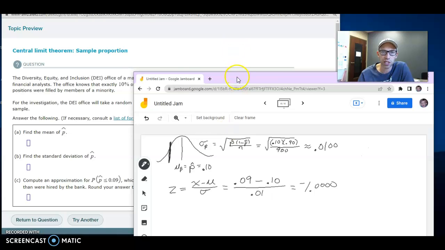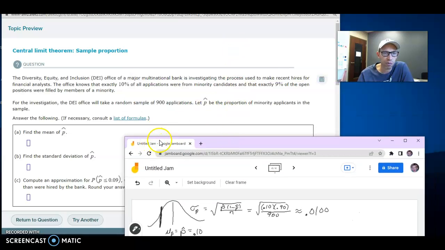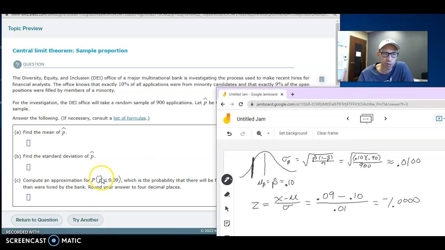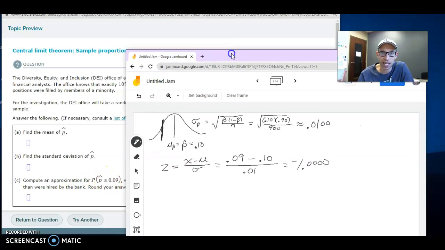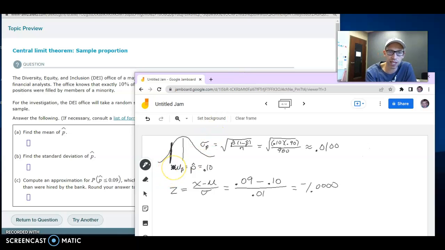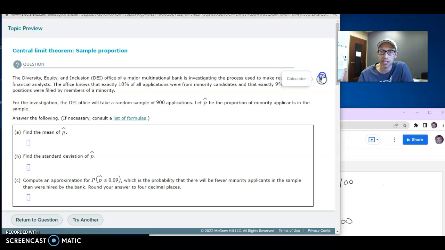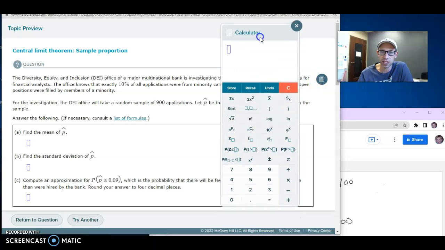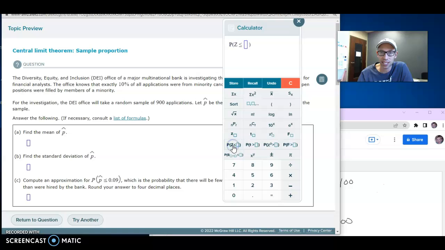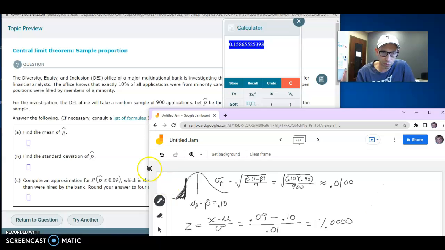But we want the proportion, let's see what it's asking us. We want the probability that we would be less than that value, less than that z-score of -1, or that p of 0.09. So in other words, we want this right here. Luckily, Alex has a nice button on the calculator that'll do precisely that for us. The proportion that z is less than or equal to negative, make sure you get that in there, and that would be 0.1587.